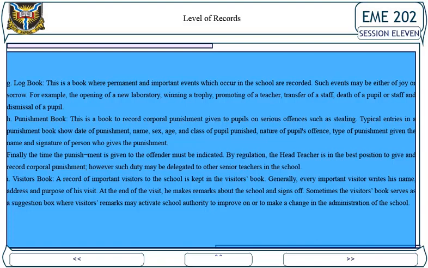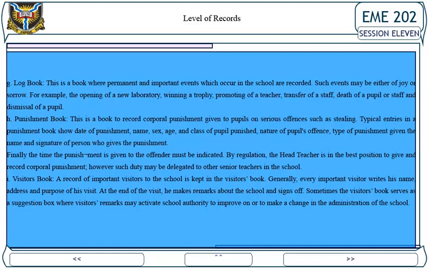G. Logbook. This is a book where permanent and important events which occur in the school are recorded. Such events may be either of joy or sorrow. For example, the opening of a new laboratory, winning a trophy, promoting of a teacher, transfer of a staff, death of a pupil or staff, and dismissal of a pupil.